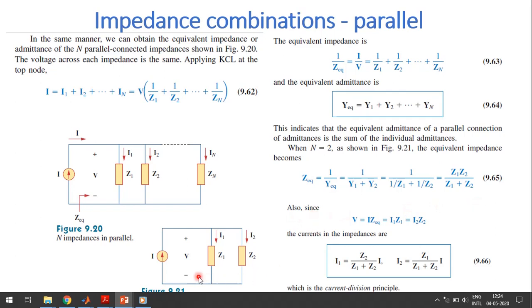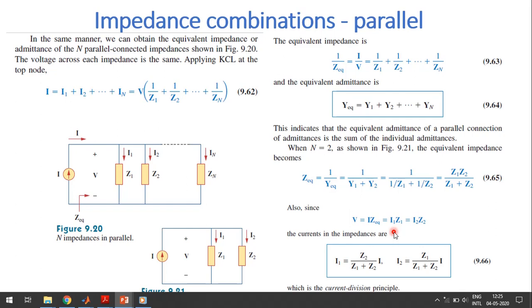So again here this V can be written as either I into Z equivalent, the equivalent impedance of these two impedances, or V is equal to I1 into Z1 or I2 into Z2, because all these are in parallel. So the voltage across this branch will be equal to this branch, right? So this is the voltage V. Now we are going to find out the current division, that is what is the current I1 and what is current I2.